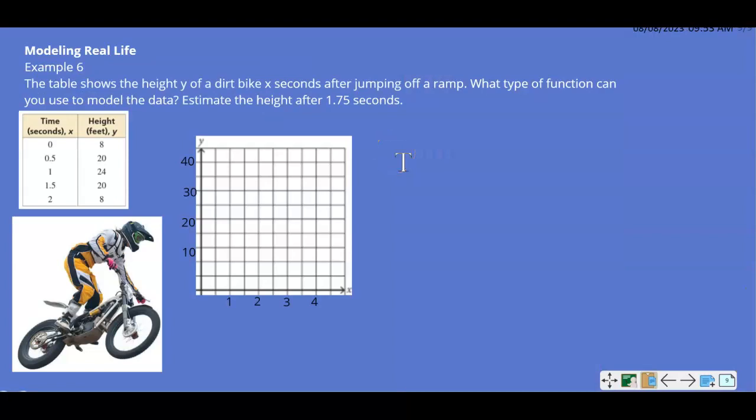All right, example 6, modeling real life. The table shows the height y of a dirt bike x seconds after jumping off a ramp. What type of function can you use to model the data? Estimate the height after 1.75 seconds.